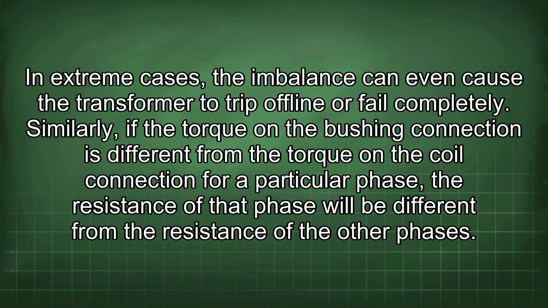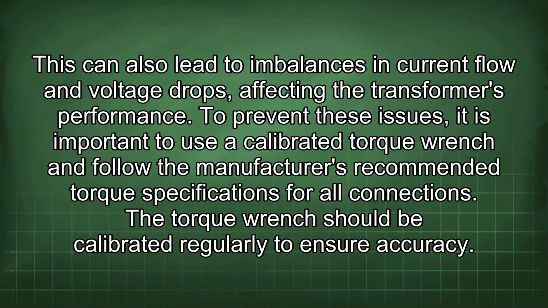Similarly, if the torque on the bushing connection is different from the torque on the coil connection for a particular phase, the resistance of that phase will be different from the resistance of the other phases. This can also lead to imbalances in current flow and voltage drops affecting the transformer's performance. To prevent these issues, it is important to use a calibrated torque wrench and follow the manufacturer's recommended torque specifications for all connections. The torque wrench should be calibrated regularly to ensure accuracy.